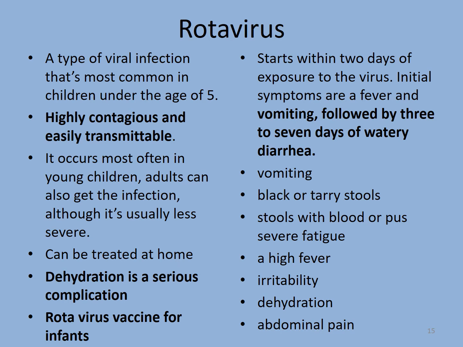The child will become fatigued and have a fever and be crabby. We watch for symptoms of dehydration. One of the things that is real common is the abdominal pain. The kids will have a lot of tummy cramping. Rotavirus is very, very common. Most children by the age of 5 have had a bout of rotavirus.